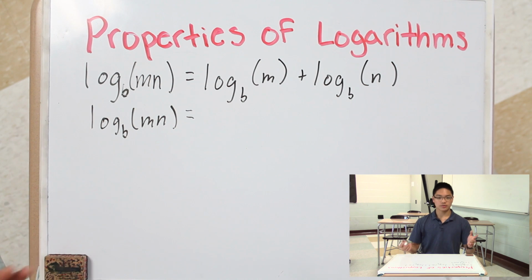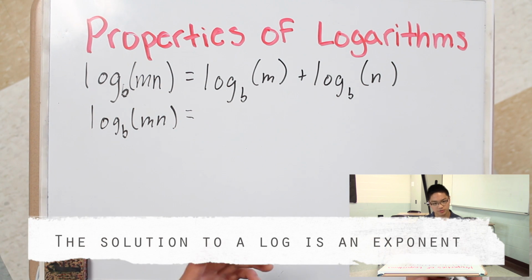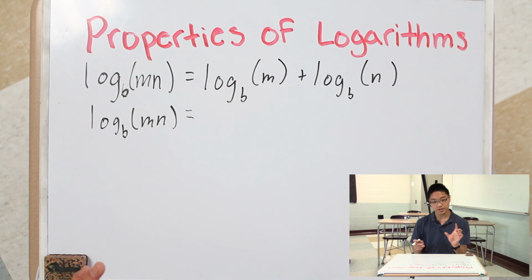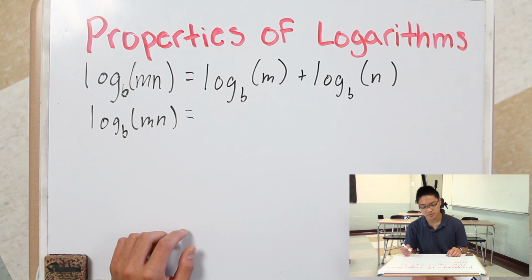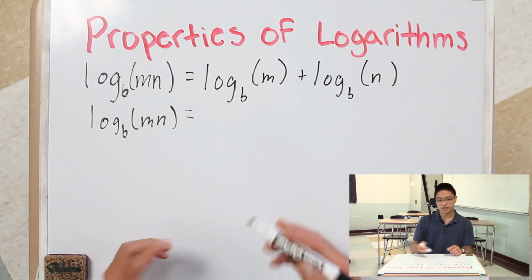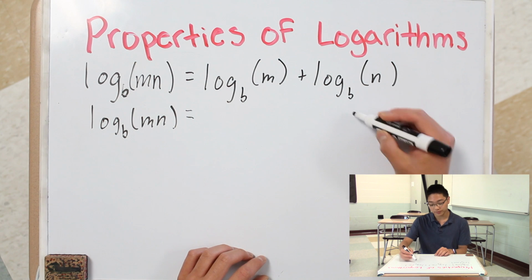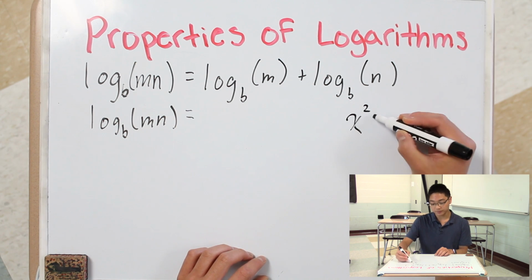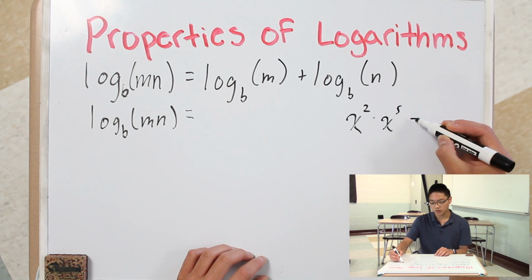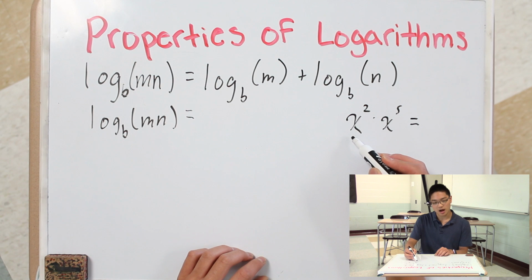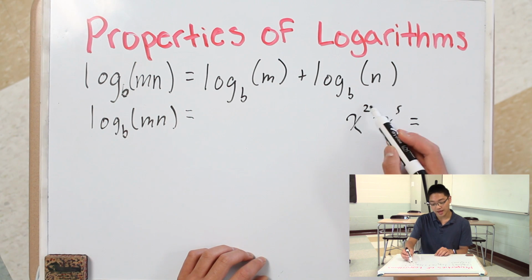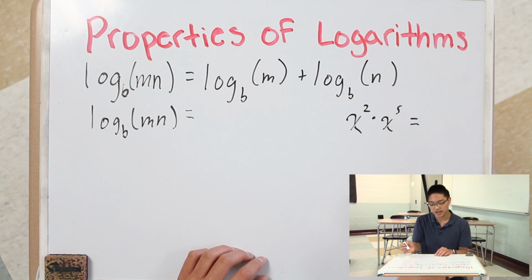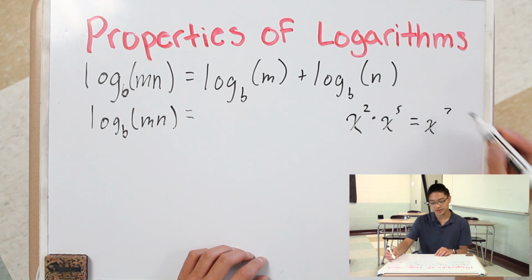First, let's review that the solution to a log is an exponent, and exponential and logarithmic functions are inverses, so we can expect them to have similar properties. Let me give you a quick example for exponentials. x to the second times x to the fifth. What does this equal? There's a common base of x, and the exponents are different. There's a multiplication symbol, so we know to add the exponents. So this equals x to the seventh.